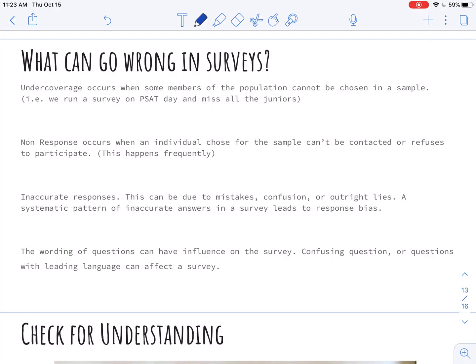Non-response occurs when an individual chosen for the sample can't be contacted, or refuses to participate. So again, non-response is very common. We might start getting to a point where we start factoring in non-response. When I got to college, every single paper I read that had a survey had to write the number of people who didn't respond. It is an important part when we're actually doing academic research of writing down the number of non-responses. And non-responses are frequent.